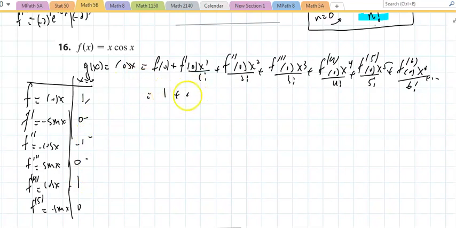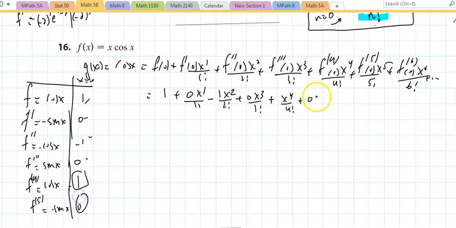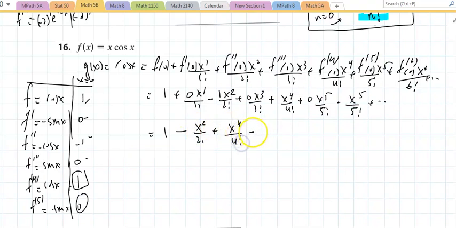1, 0 x to the 1 over 1 factorial, minus 1 x squared over 2 factorial, plus 0 x cubed over 3 factorial, plus x to the 4th over 4 factorial, plus 0 x to the 5th over 5 factorial. Wouldn't the next one be negative x to the 5th over 5 factorial? So I notice here I have 1 minus x squared over 2 factorial plus x to the 4th over 4 factorial minus x to the 6th over 6 factorial. You guys, be careful. Look what you made me do.